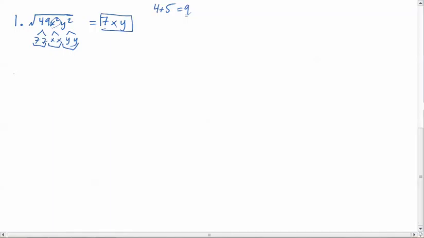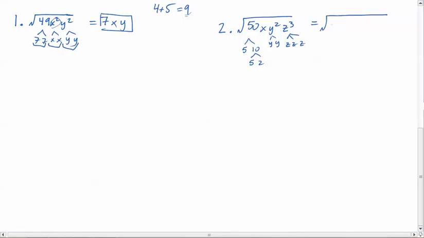Let's move on to question number 2. Question number 2 is the square root of 50xy squared z cubed. All right, so same thing. We'll go ahead. We'll break up the 50. 50 is 5 times 10. 10 is 5 times 2. We've got 1 x. We've got 2 y's. We've got 3 z's. Okay, so we rewrite this as being the square root of 5 times 5 times 2 times x times y times y times z times z times z.